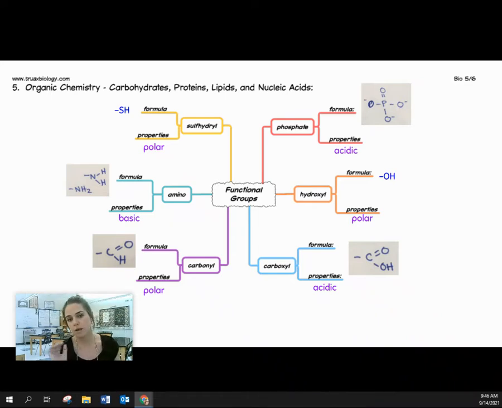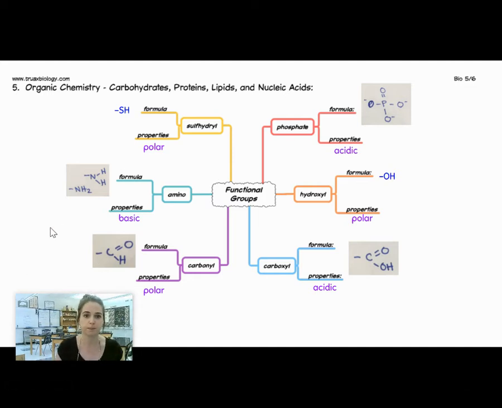So the reason why I want you to know about the functional groups is you will see these again when you guys are doing your amino acid research tomorrow. Some of you will have amino acids that have different functional groups, which changes the behavior of that amino acid and how it works within a large protein.